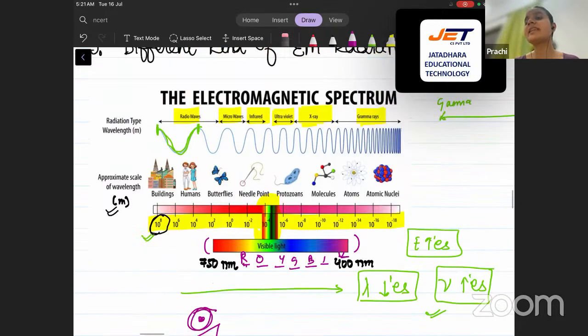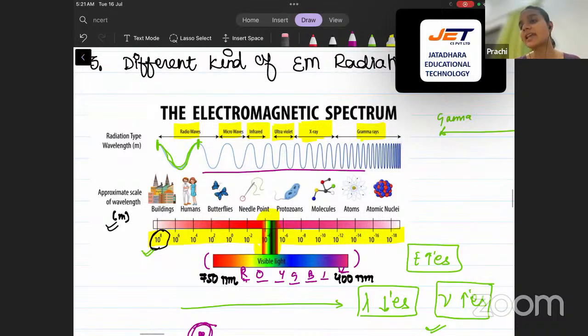And what we can see here is, as I am moving from radio to the gamma rays, the rays are becoming narrower, right? So here the wavelength is decreasing. So now the number of waves that can pass a particular point in 1 second will be more as compared to the rays on this side.